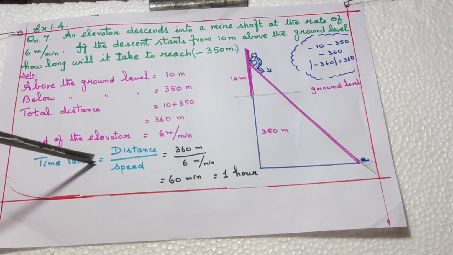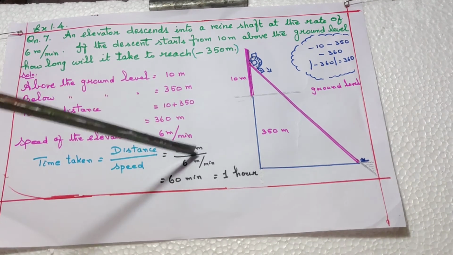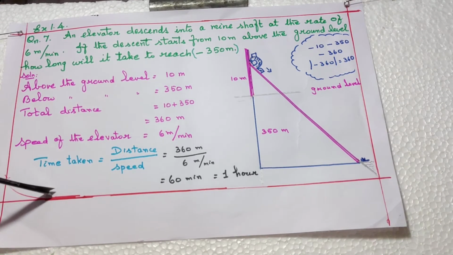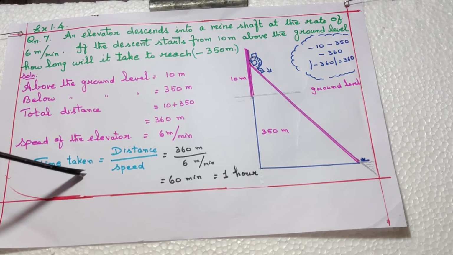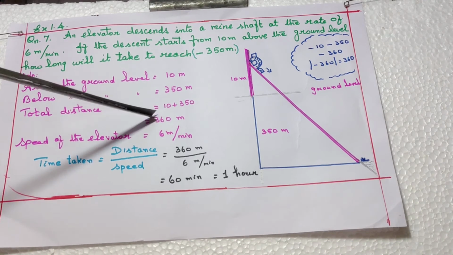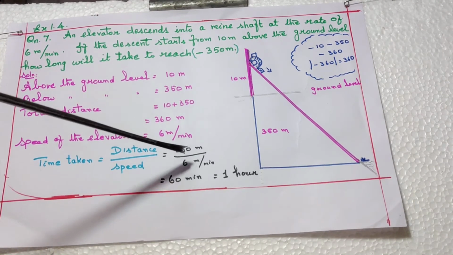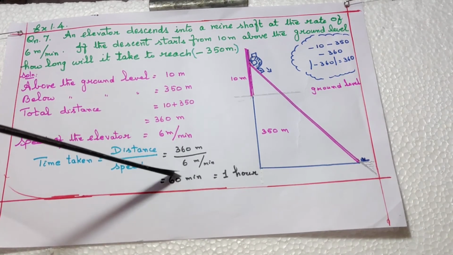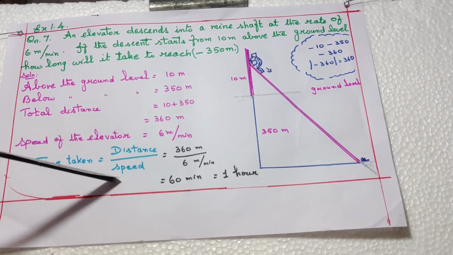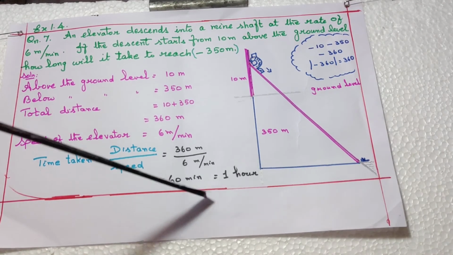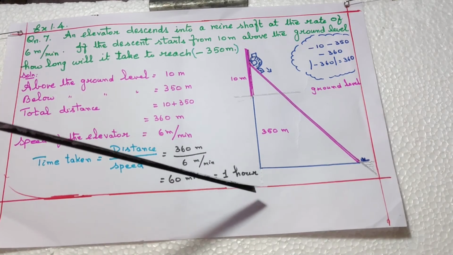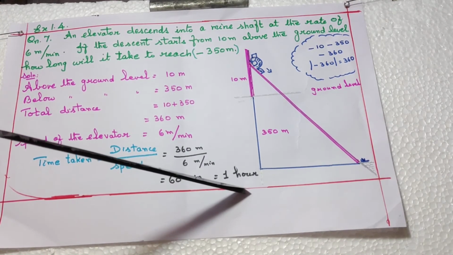Now the speed of the elevator is given as 6 meters per minute. Now we all know the formula to find the time. Time taken is equal to distance by speed. The distance is 360 meters and the speed is 6 meters. The rate means here the speed. So speed is 6 meters per minute. So cancelling we get 60 minutes. 60 minutes is nothing but 1 hour.